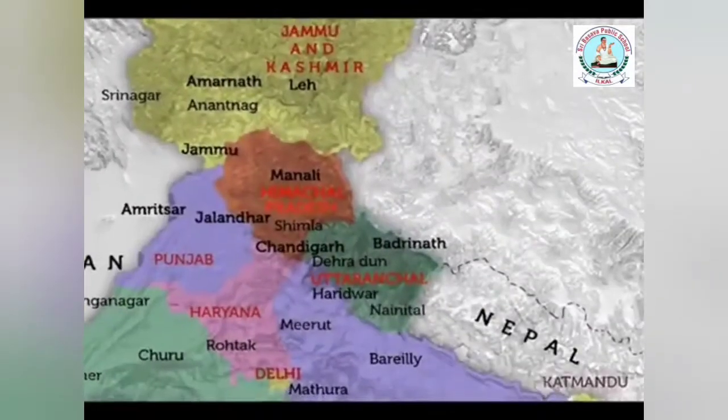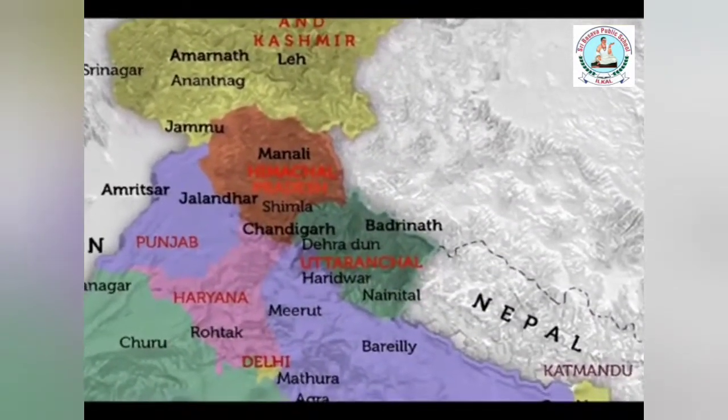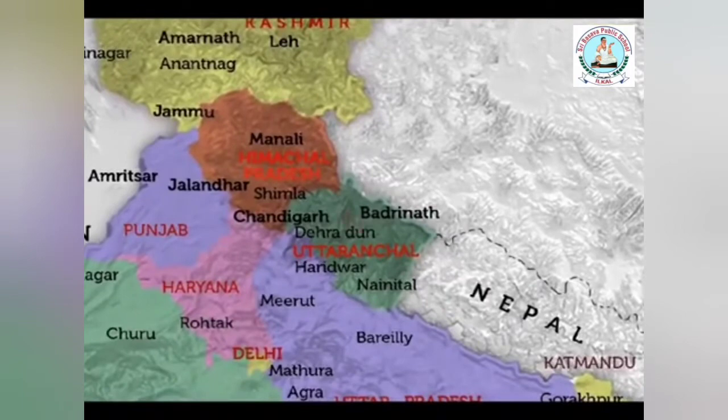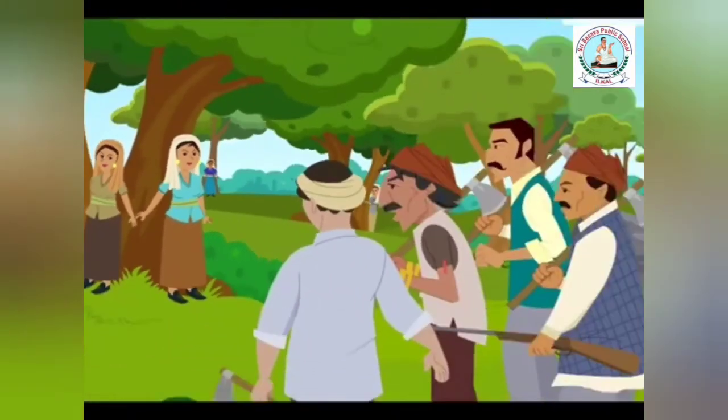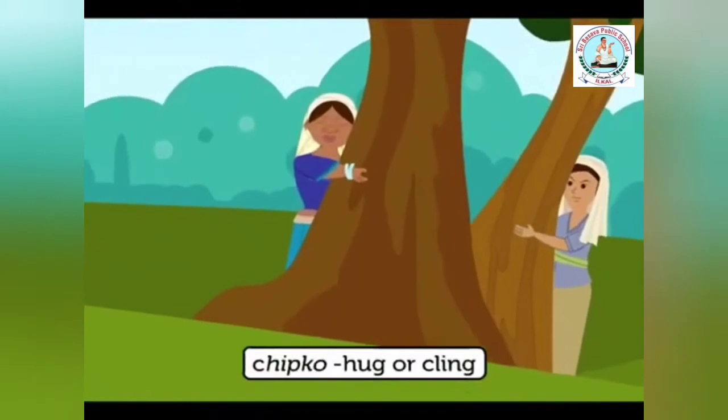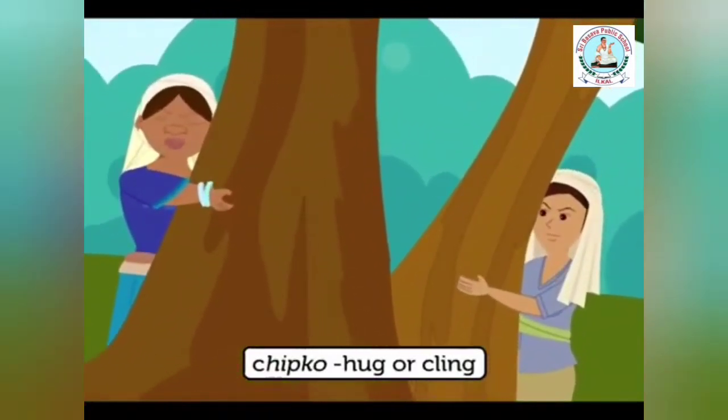Now let's see about the Chipko movement. The recent Chipko movement started when the villagers in the Uttarakhand region hugged the trees and prevented the men from cutting them. Chipko means hug or cling, so it is named the Chipko movement. This Chipko movement was started by Gaura Devi with the help of other women and also some little girls.